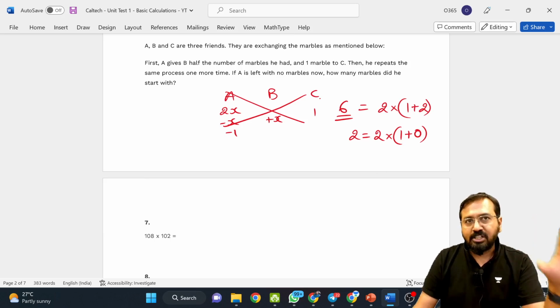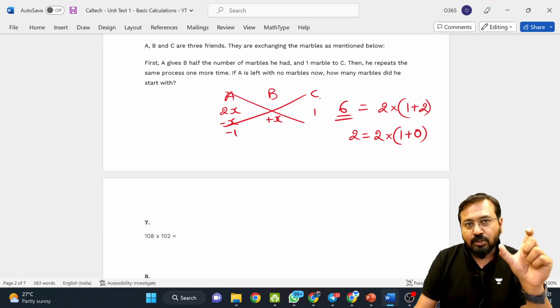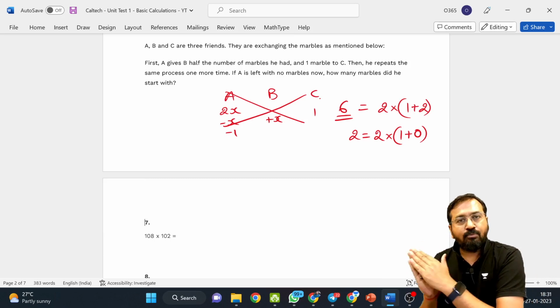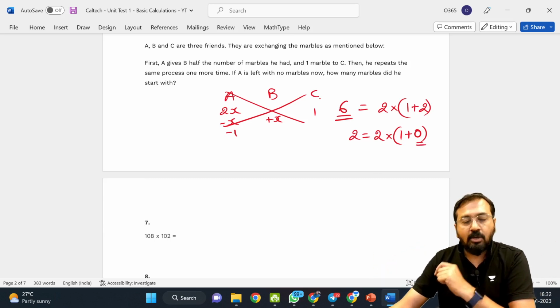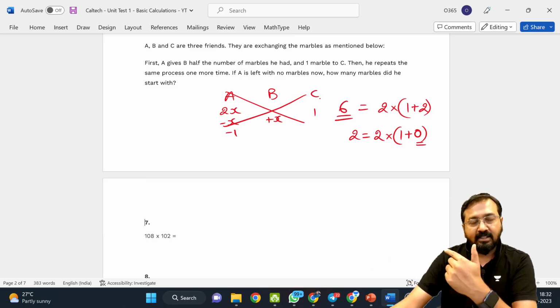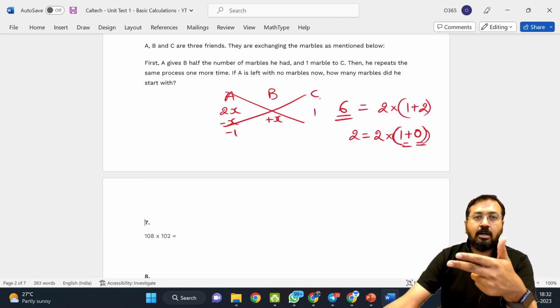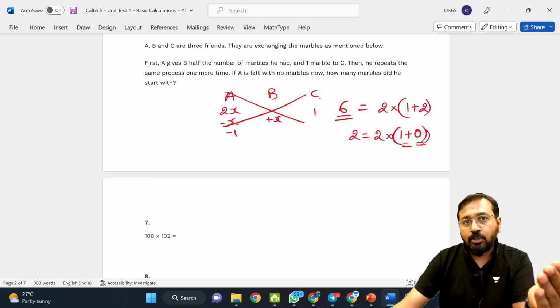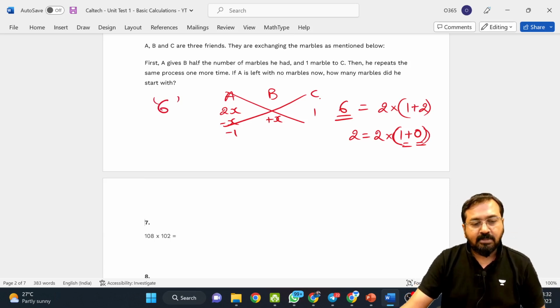I really hope you have understood this. This is a slightly tricky question. Think it over once again. Focus on the points that I have mentioned: start from the end, and whatever you have done, try to do the opposite of that. At the end, A had 0 marbles. Before that, he had given 1 marble to C, so add 1 to 0. Then whatever you get, make it double, because before giving to C, he had given half the marbles to B. The opposite of making half is making it double. So the answer for this question will be 6.